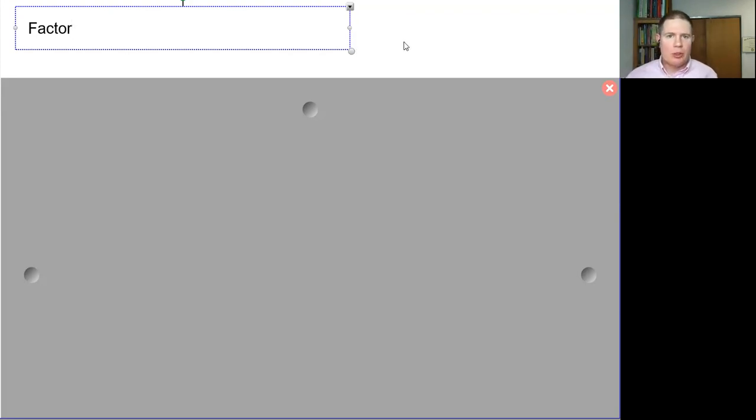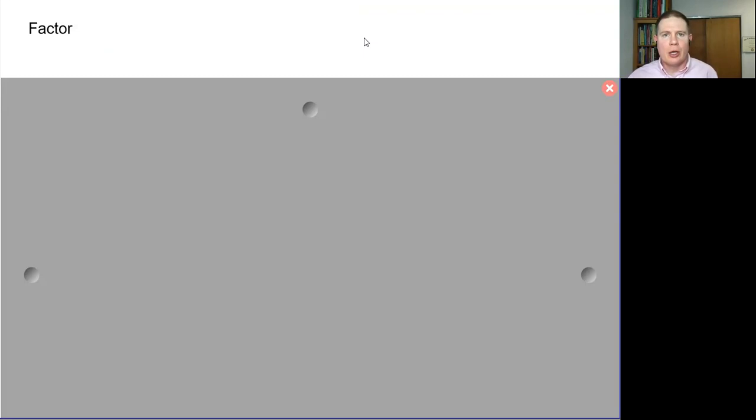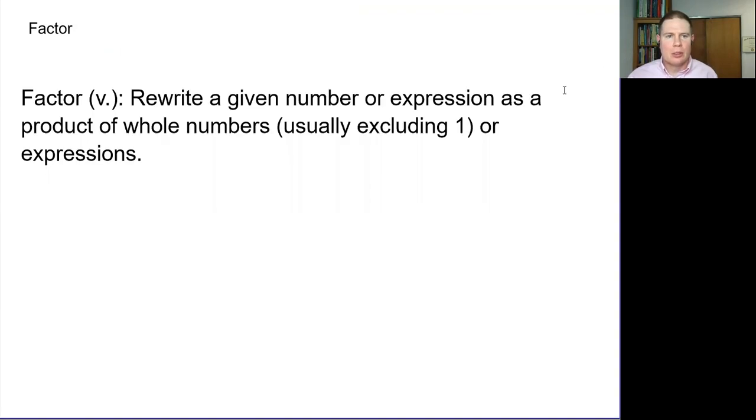So if you've already seen my videos recently, you have that definition written down, I hope. So factor as a verb, here it is. Okay. To factor means to rewrite a given number or expression as a product of whole numbers, usually excluding one, or expressions, meaning a product of expressions.